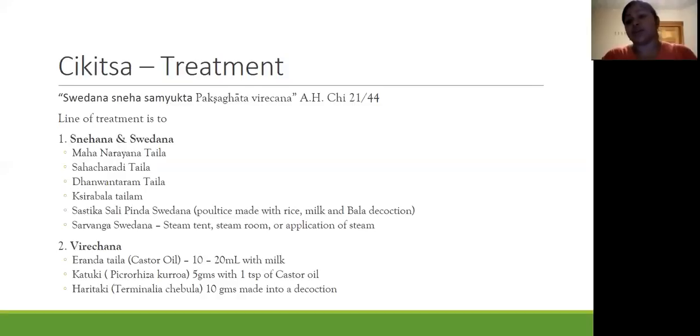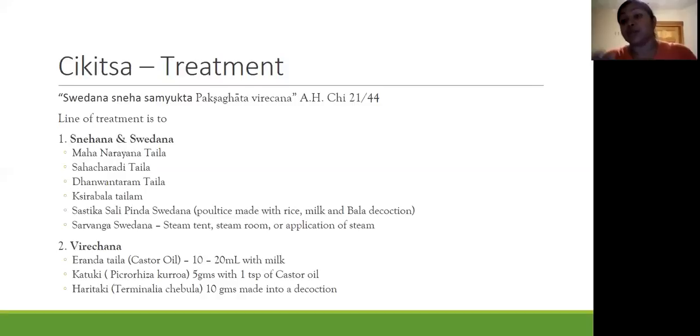Sarvanga Sweda basically means sweating that is done on the whole body. So different methods to do Sarvanga Sweda, or sweating Swedana for the whole body, are such as putting them in a steam tent or a steam room, or application of steam. Like for instance, you dip a towel in hot water and you apply the steam to the body. All of these can be considered as different methods for applying Swedana. Usually what you want to do is, even the steam should be something that is with milk.